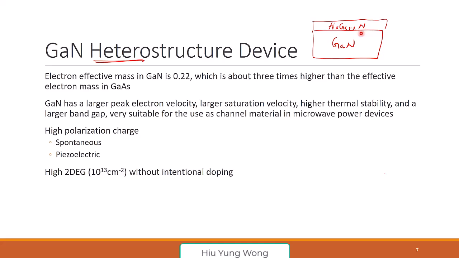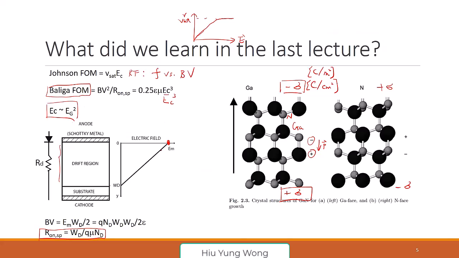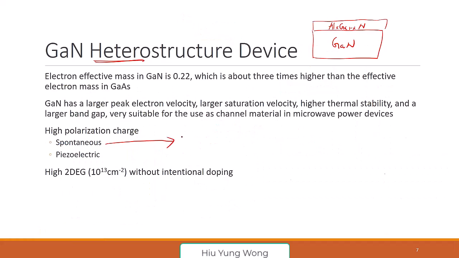We talk about polarization, right? There are two types of polarization. One is spontaneous polarization. What does it mean? This is just like in slide 5. It has polarization naturally.